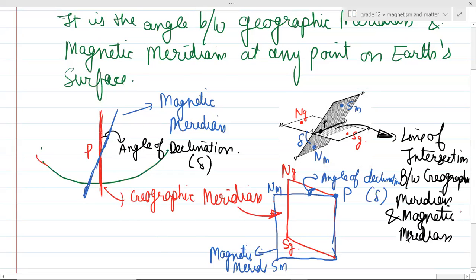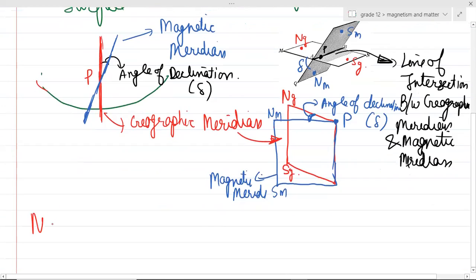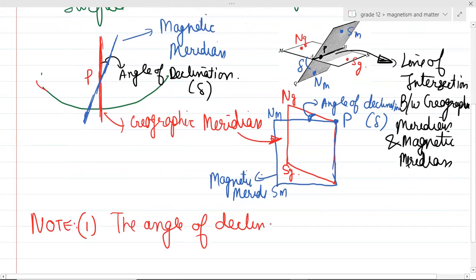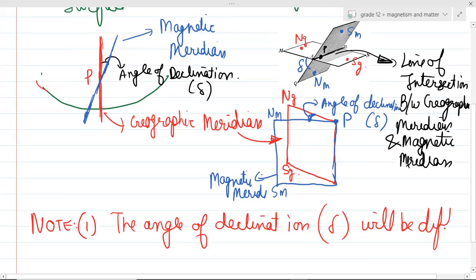So, some points about angle of declination. Note the first point. The angle of declination will be different at different points on Earth's surface.